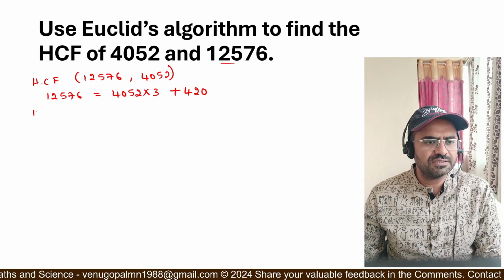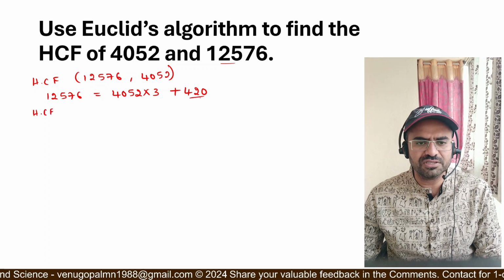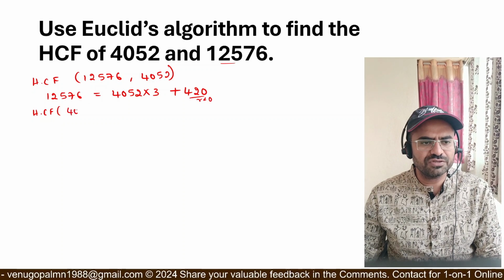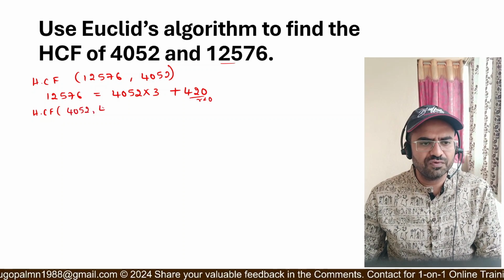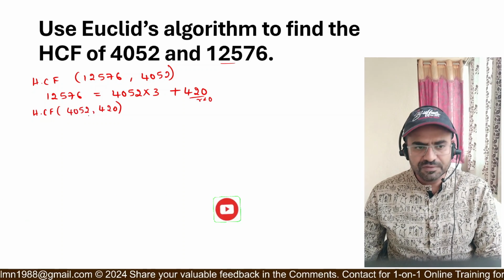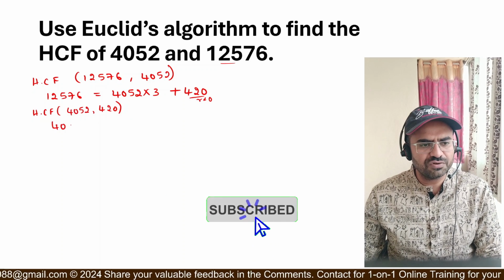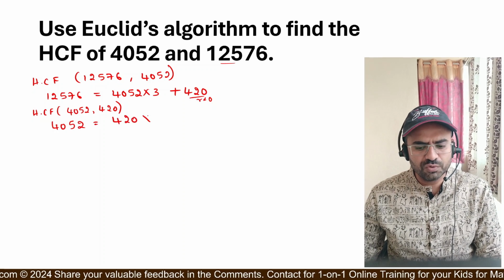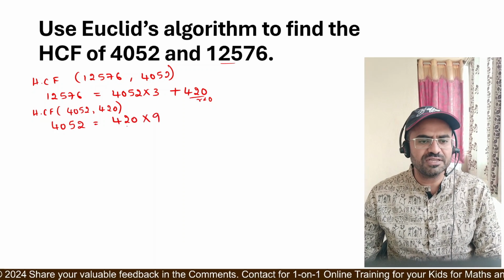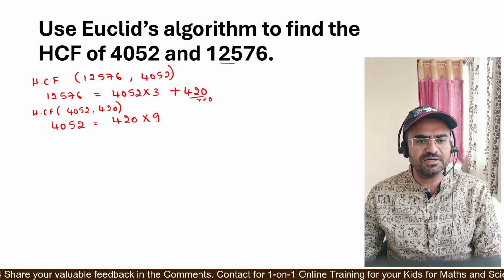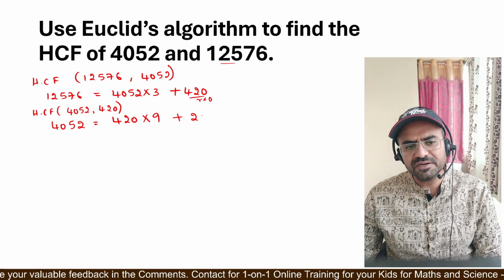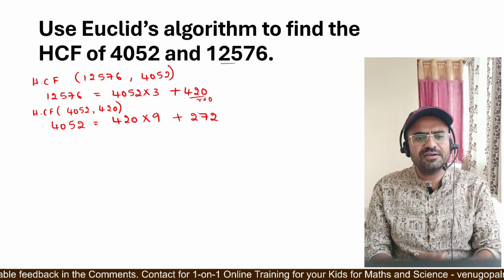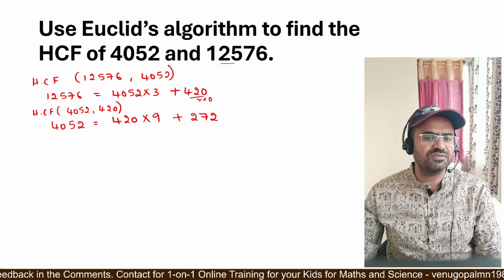So now, R is not equal to 0, correct? Now HCF of 4052 comma 420. How can we write this? 4052 is equal to 420 into 9, because if it is 10, it will become 4200, correct? So what would be the remainder? Remainder is 272. Do the simple calculation. If you are allowed to use a calculator, you use a calculator, otherwise you use the worksheet section.